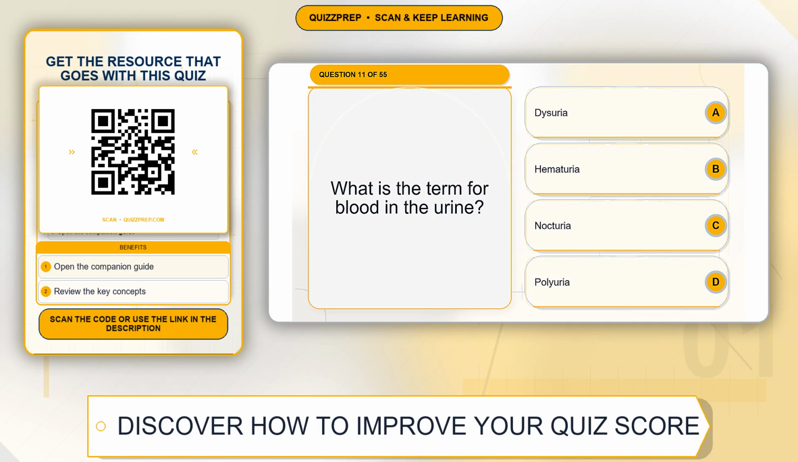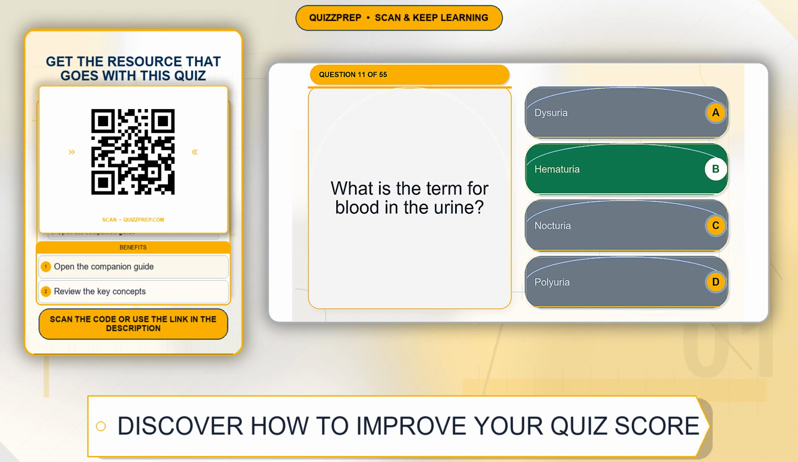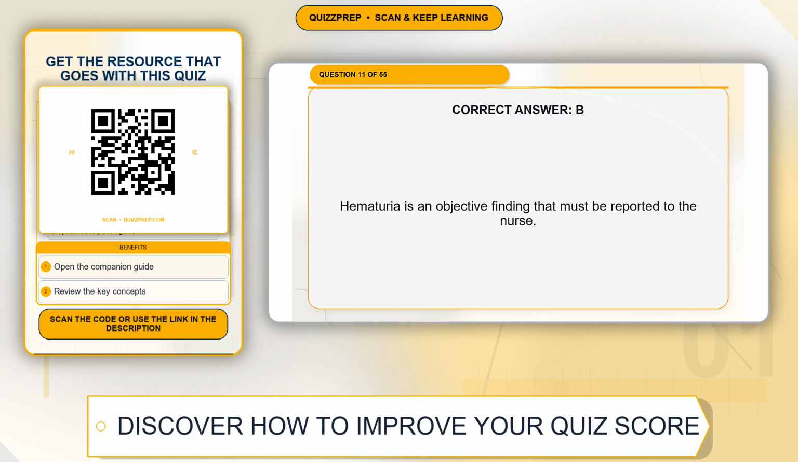Question 11. What is the term for blood in the urine? Option A, dysuria. Option B, hematuria. Option C, nocturia. Option D, polyuria. The correct answer is option B, hematuria. Explanation. Hematuria is an objective finding that must be reported to the nurse.